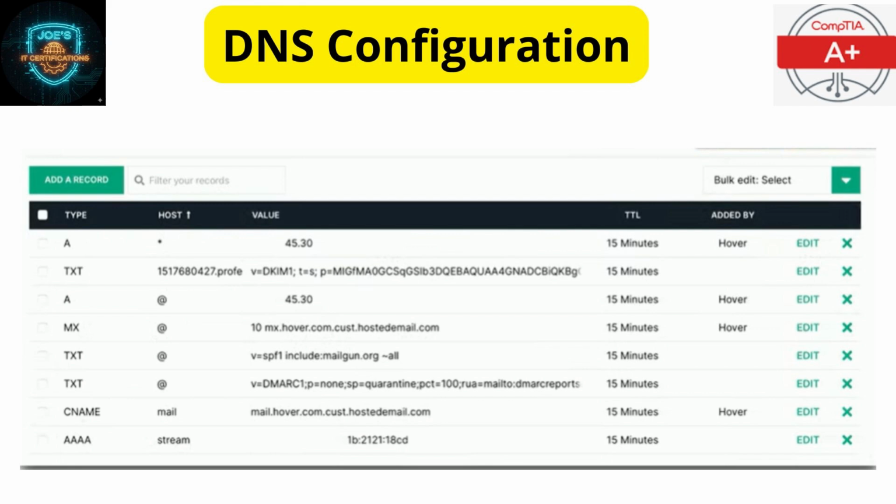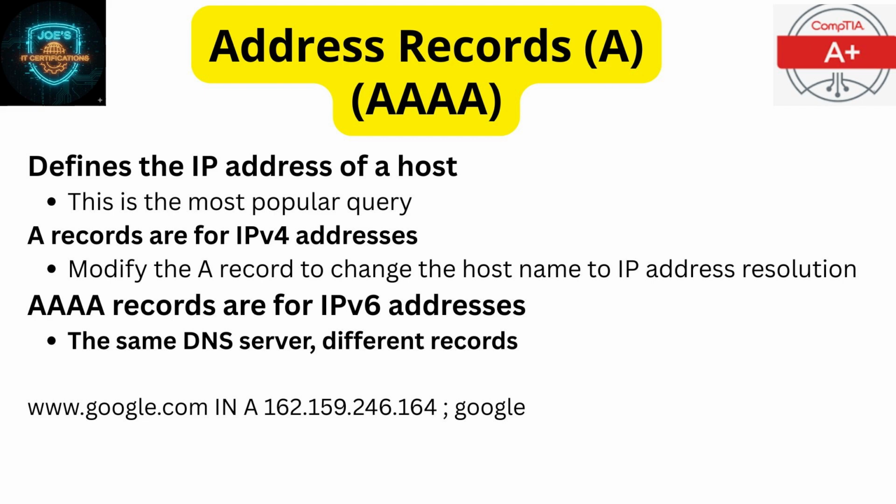One of the most common records in any DNS server is an A record. You might also see these as a quad A record or AAAA record. These are records that define the IP address for a particular hostname. If you're adding or modifying an A record, that address record is used for IP version 4 addresses. If you're modifying a quad A record, that record is being used for IP version 6 addresses.